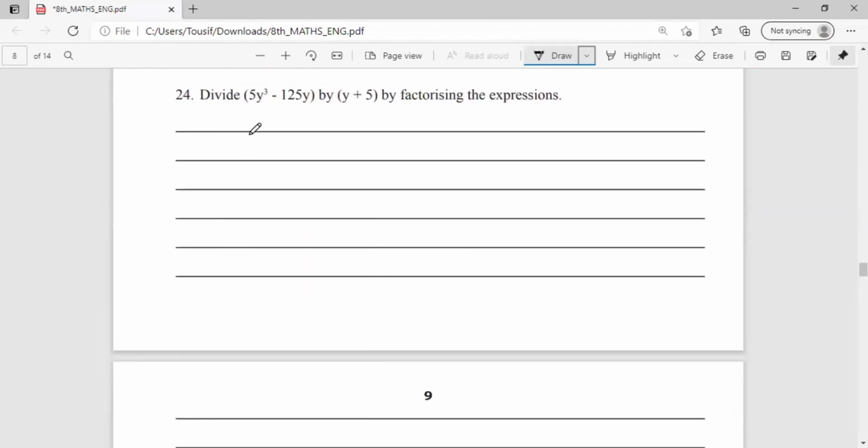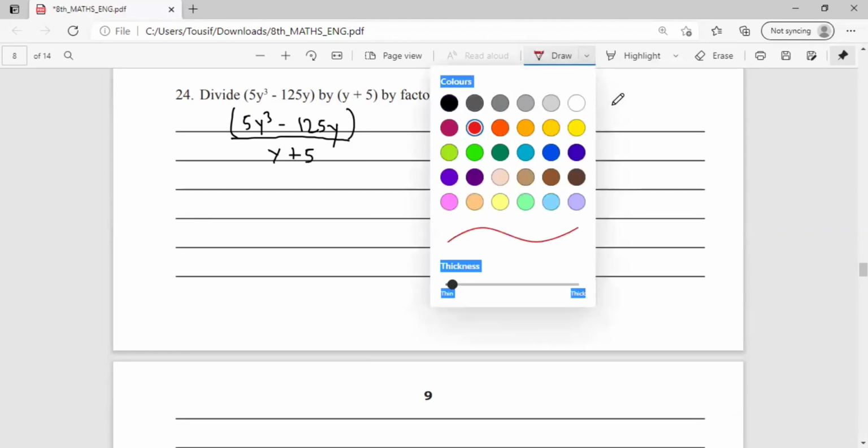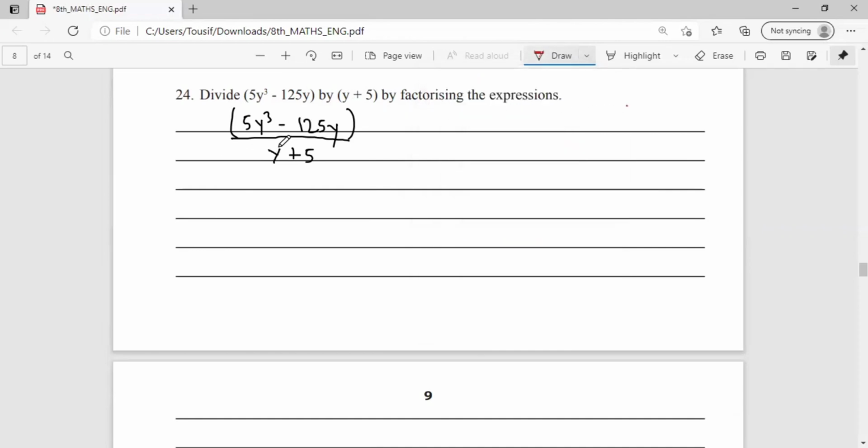So they're saying to divide 5y cube minus 125y whole divided by y plus 5. As you may know, we cannot do any cancellation. Some students ask why we can't cancel. No, we cannot cancel. As you can see in the numerator, there is a negative between the first two terms. We cannot do any cancellation until there is multiplication.